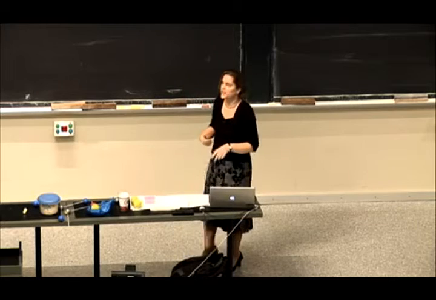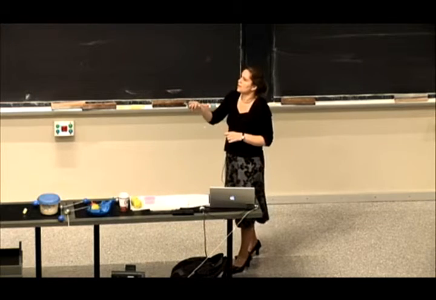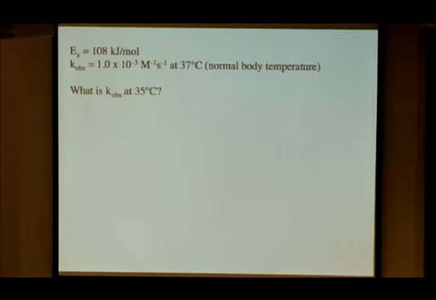And to be able to answer that question, you need to know what the activation energy is for this process. And here it's 108 kilojoules per mole. So we want to ask the question, what is the new rate constant at 35 degrees? So we can take our Arrhenius equations, and we can put a 1 by the rate constant for temperature 1 and a 2 for the rate constant at temperature 2.